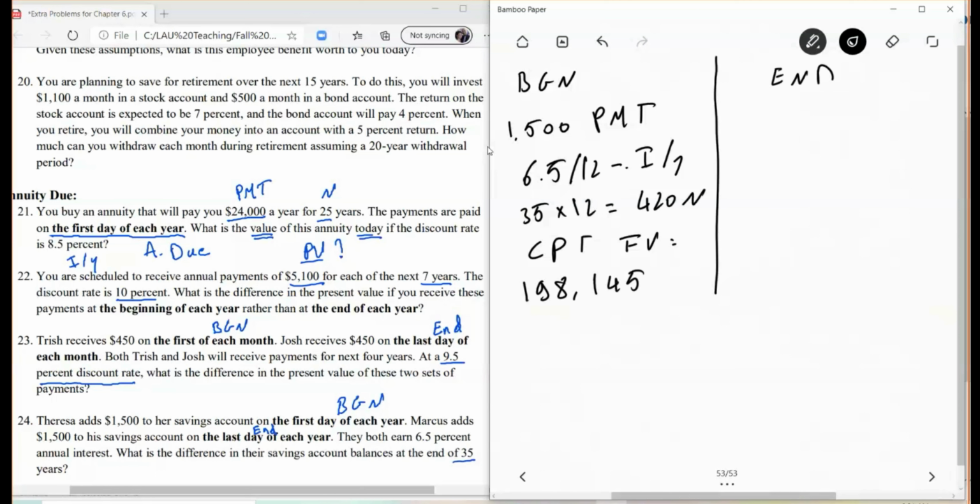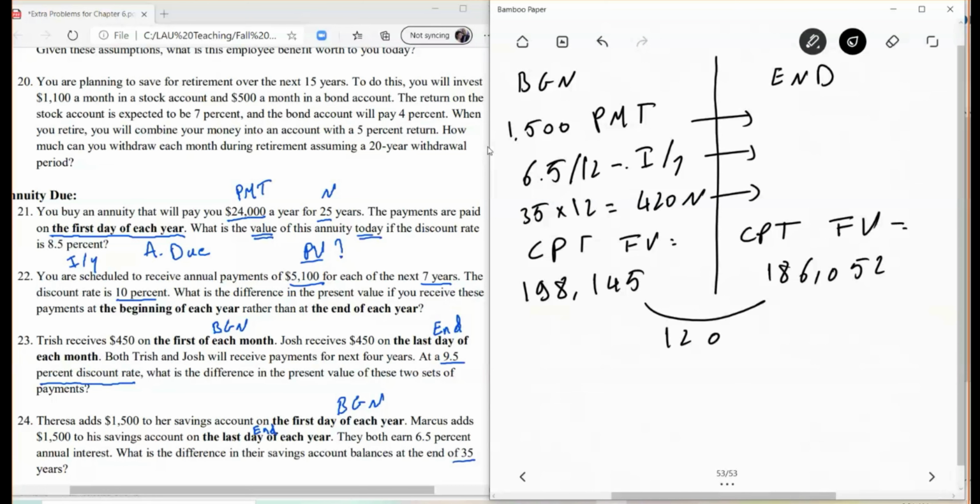For the end mode, I still have the same entries. I compute FV, and here the answer is $186,052. So the difference between those two amounts is $12,093. Now, to go quickly over the reasons behind this difference.